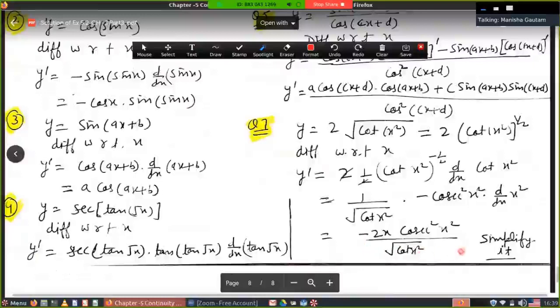And this is the solution. Here you can simplify the question in the form of sine and cos, because the answer is given in the form of sine and cos. Simplify it, you will get the answer. Write cosecant square x square as 1 upon sine square x square, and cot x square as cos x square upon sine x square, and simplify the terms. You will get the answer in the form it is given in the book.